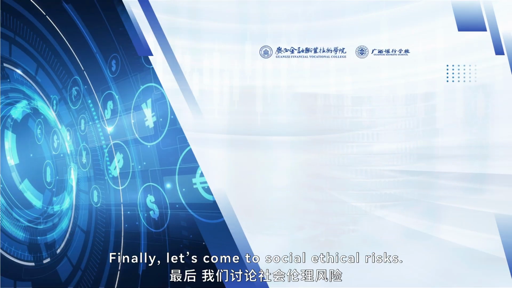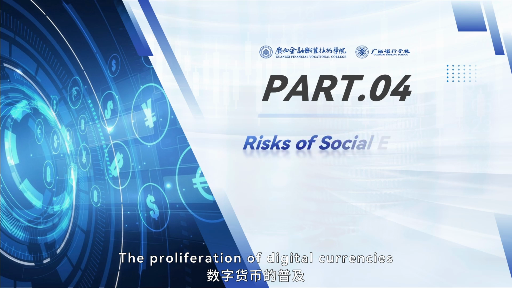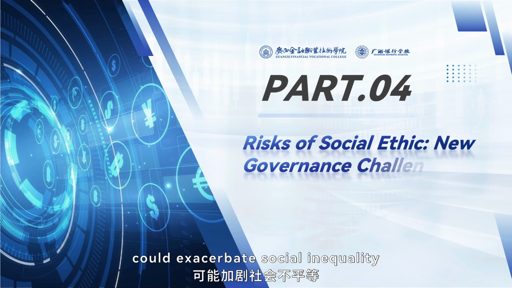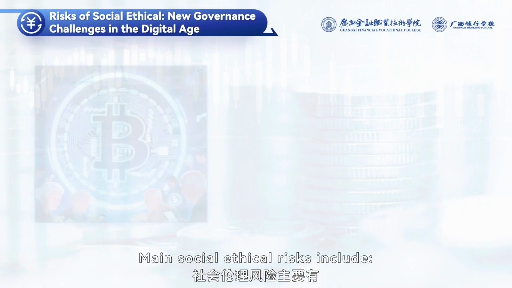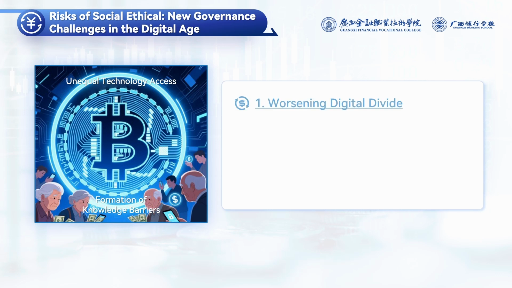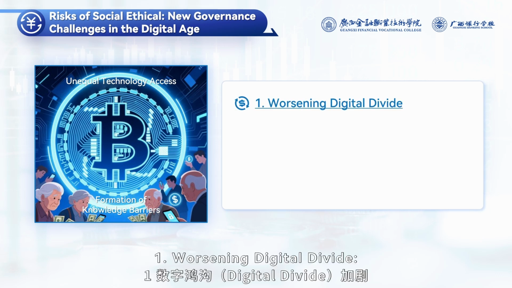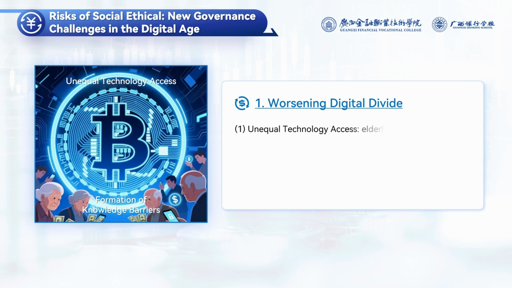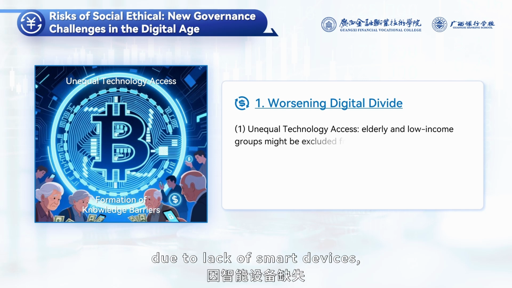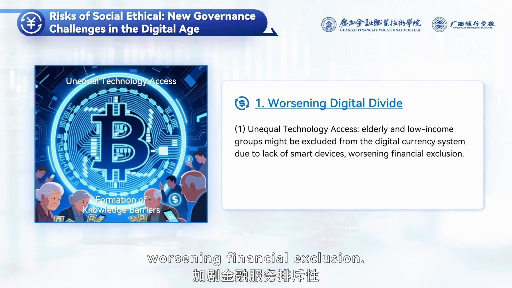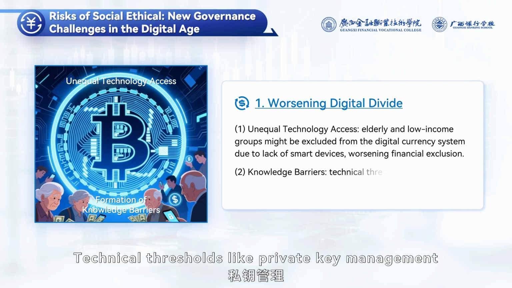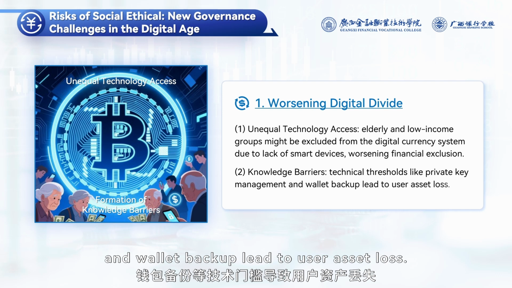Finally, let's come to social ethical risks. The proliferation of digital currencies could exacerbate social inequality and raise new governance challenges. Main social ethical risks include 1. Worsening digital divide. 1. Equal technology access. Elderly and low-income groups, due to lack of smart devices, might be excluded from the digital currency system, worsening financial exclusion. 2. Knowledge barriers. Technical thresholds like private key management and wallet backup lead to user asset loss.